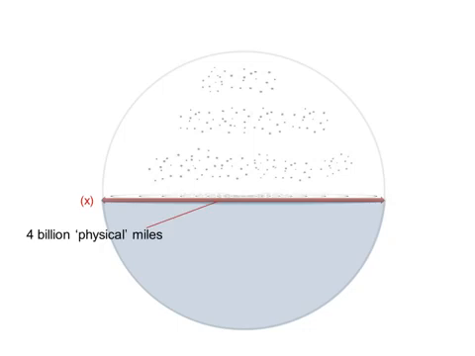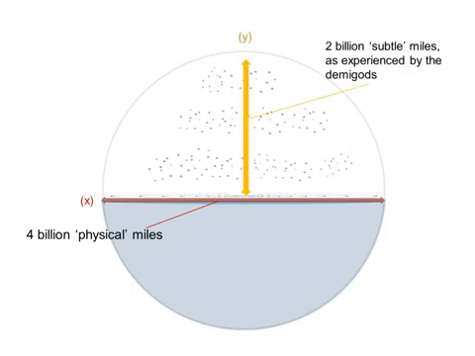And of course this here, as described before, corresponds roughly with the dimensions of the known solar system, 4 billion physical miles. Now the vertical dimension, here represented by the y-axis, corresponds to about 2 billion subtle miles, as experienced by the demigods. Let's go out here and look at the whole of the Brahmandala universe. And there you go, there's the 4 billion miles of the solar system.